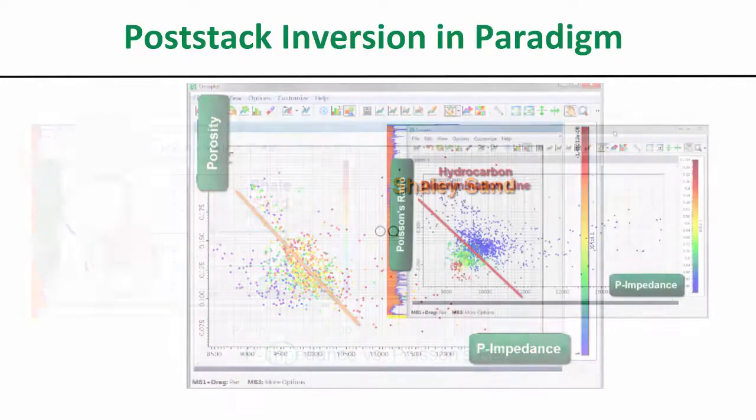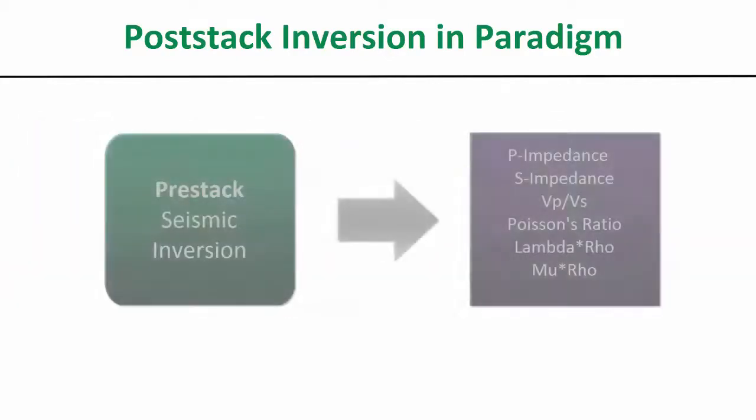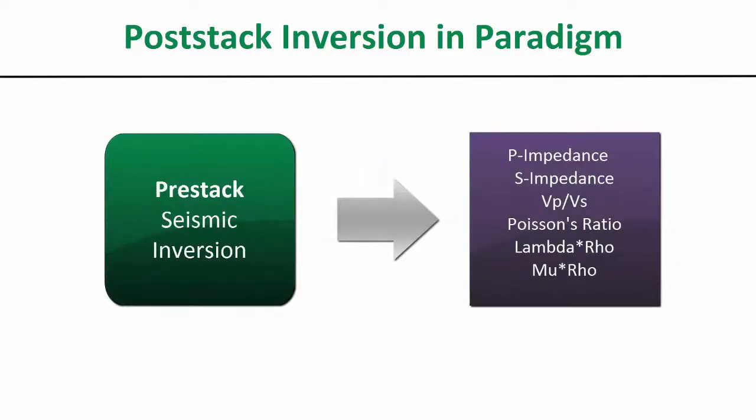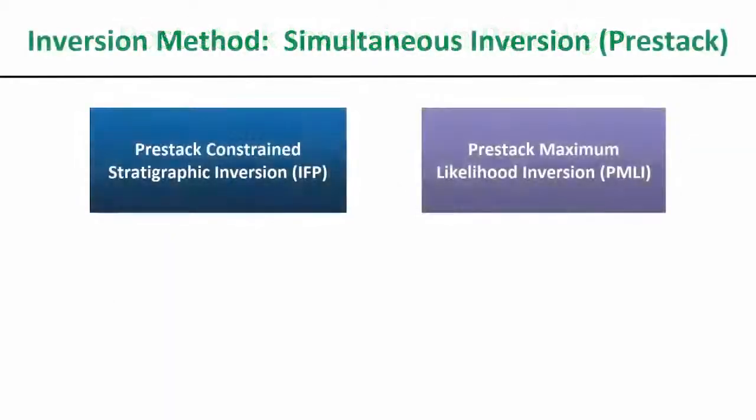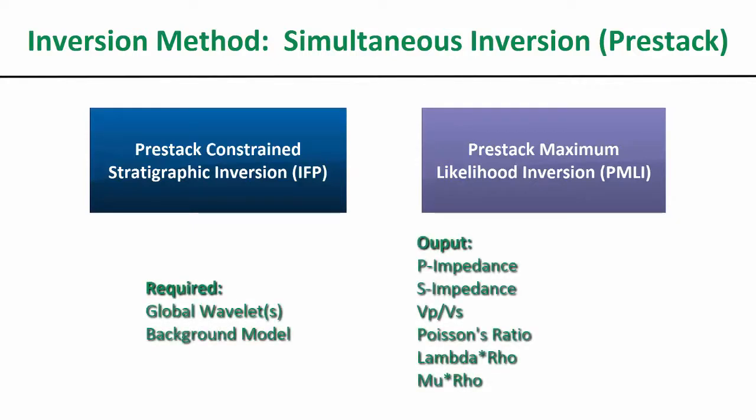But if you want to determine lithology or fluid content, you need to analyze the acoustic impedance along with another impedance attribute that incorporates shear information. To obtain multiple impedance attributes, we usually use pre-stack inversion. The pre-stack inversion methods offered by Paradigm are simultaneous inversion methods, which are rigorous model-based methods that generate the acoustic and shear impedance attributes simultaneously.